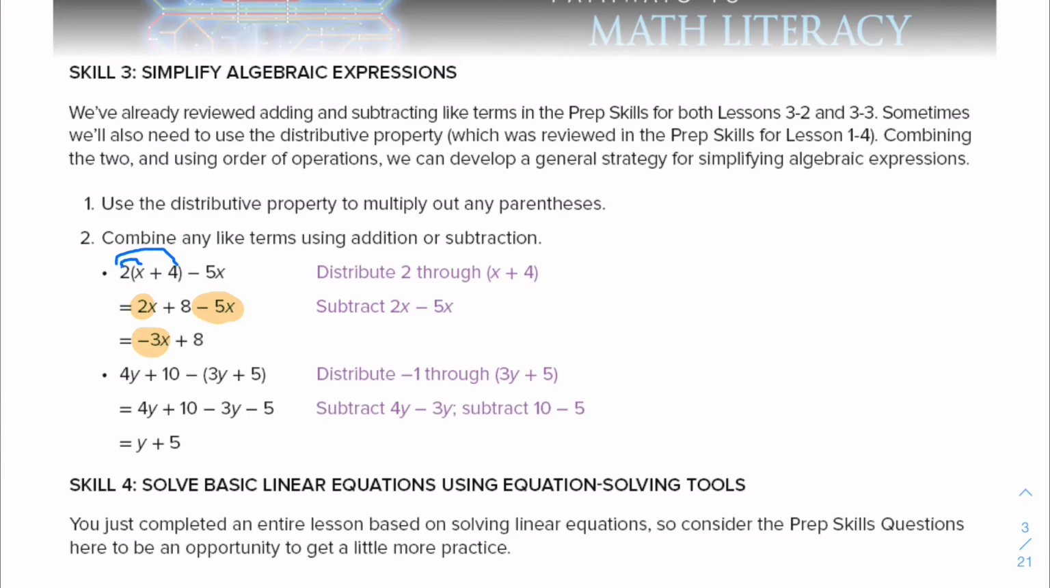Okay. In this next example, we have to distribute this minus sign before we can combine like pieces. So we get -3y minus 5. Now when we go to group our like things, we have 4 y's and we're subtracting 3 of them. So that leaves us with a single y. We have positive 10 as our constant, -5. So in total, we're left with 5. So that is as simplified as we can possibly make this expression.